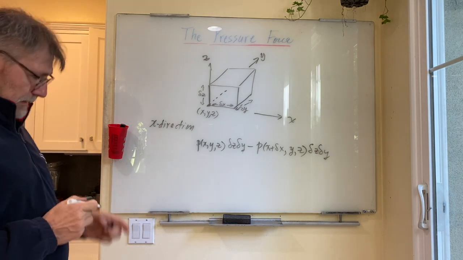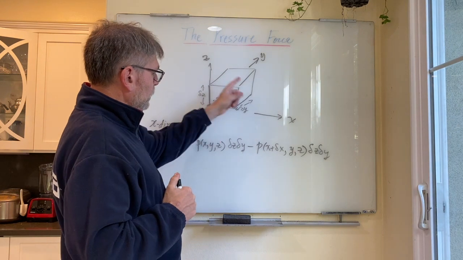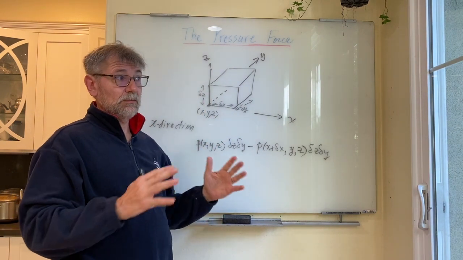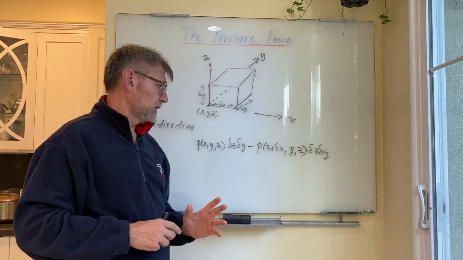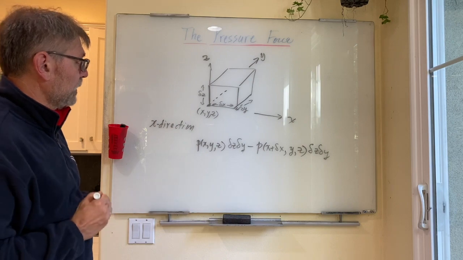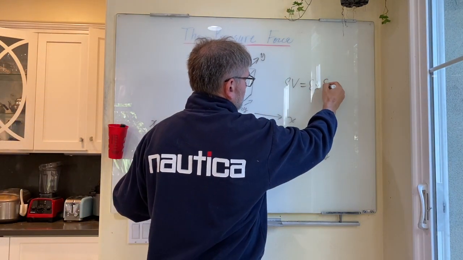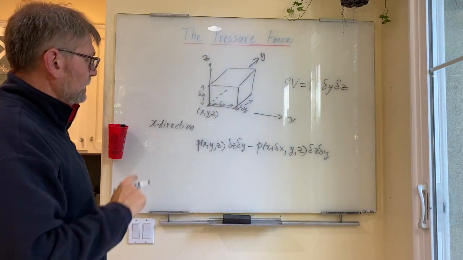Now, if we divide out by the volume of the box, in fluid mechanics, since we're going to deal with the continuum, we always deal with forces per unit volume. And so I'm going to divide out by the volume of the box. So the volume, delta V, is just delta x times delta y times delta z. It's just the height times the width and the depth.